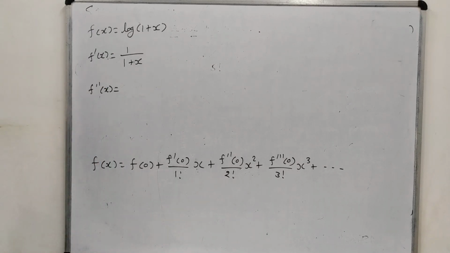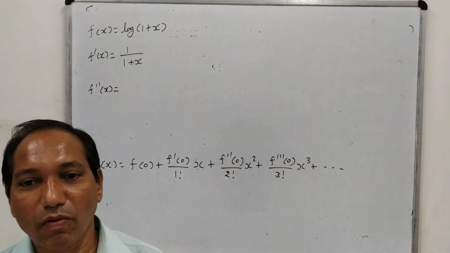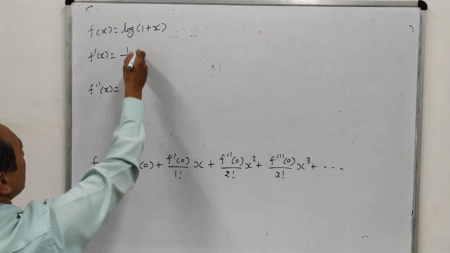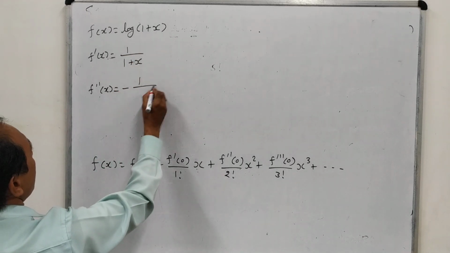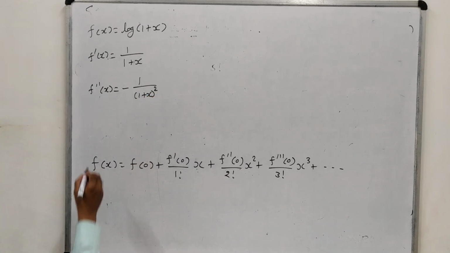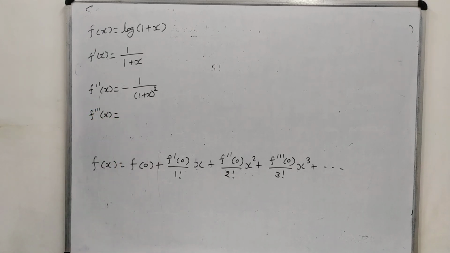We know that the derivative of 1 upon x is minus 1 upon x square. So it is in the form of 1 upon x, so its derivative will be minus 1 upon 1 plus x whole square. Okay. Then we will find out the third derivative, f triple dash x.